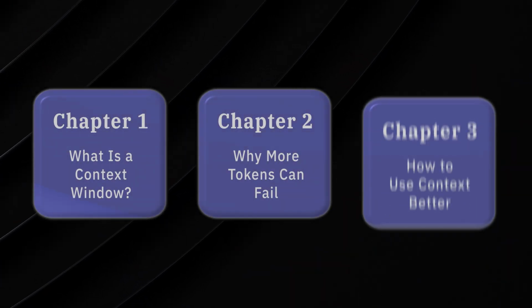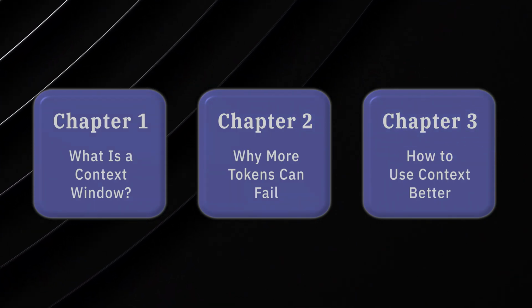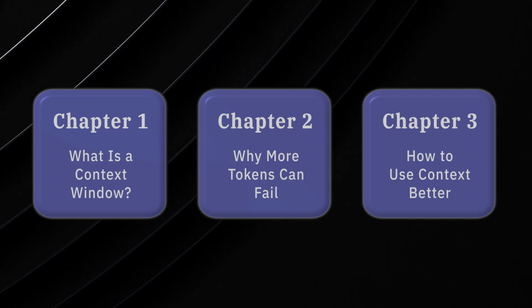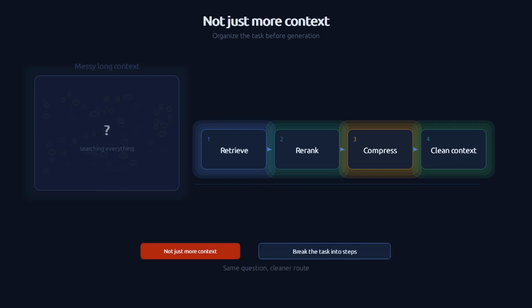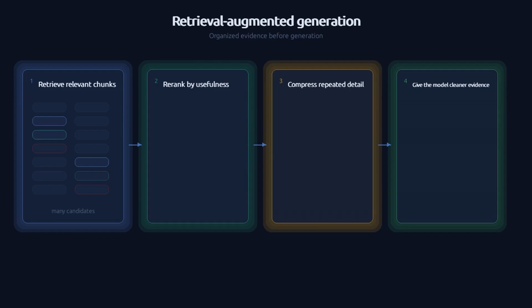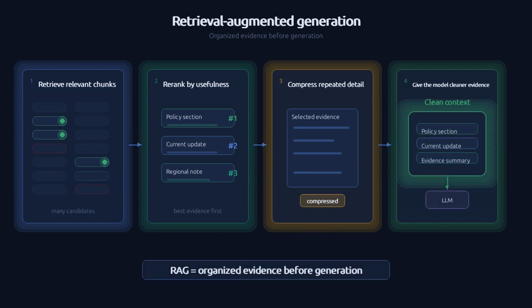So, what do we do about helping the model arrive at the desirable answer? Let's look at some alternatives that don't rely on the context size. They break down these tasks into separate steps. First, retrieve the most relevant chunks, then re-rank them, and then summarize or compress them if needed. Then give the model a smaller, cleaner context. You do this not because the model cannot handle more tokens, but because the model answers better when the evidence is organized. This is the core idea behind retrieval augmented generation.